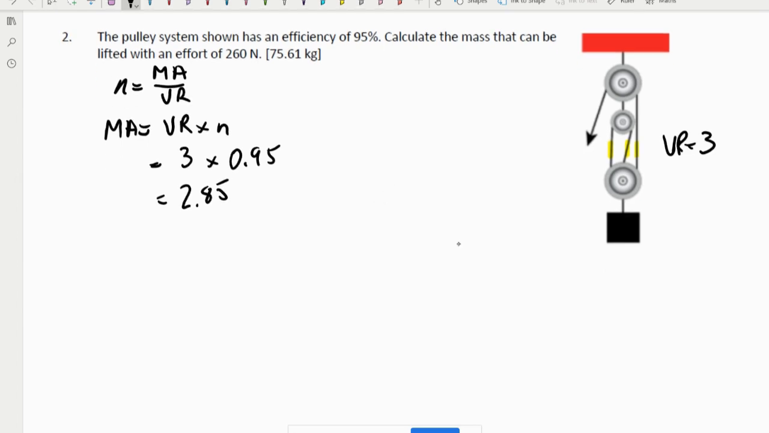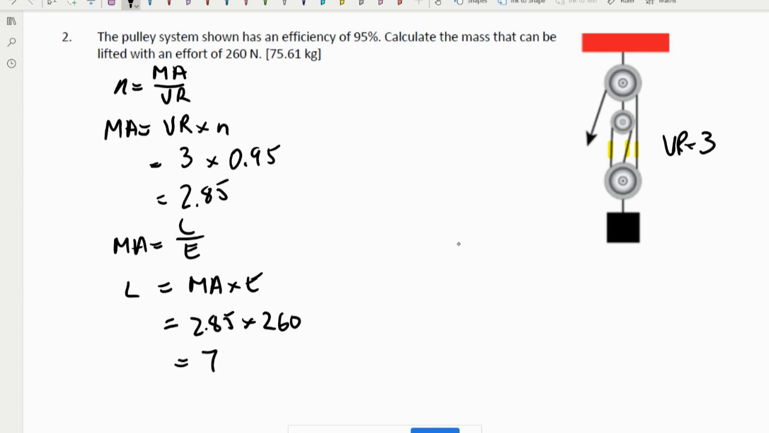So therefore, mechanical advantage, we worked out before, equals load over effort. Now, the load is going to equal mechanical advantage times the effort. So 2.85 was the mechanical advantage times the effort, which is 260. Okay, so let's times that by 260 and we get 741 newtons. Okay, so we've also got weight equals mass times gravity.